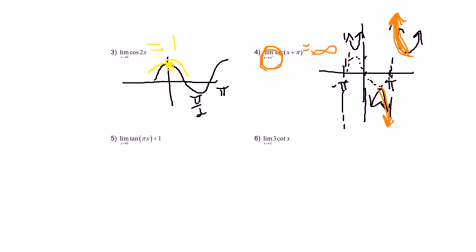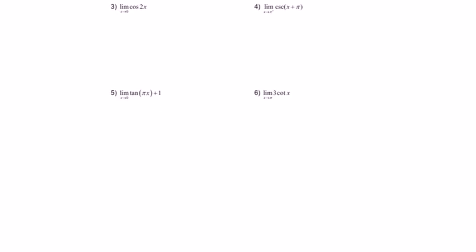Cool. Hopefully we're doing okay. Let's go, we have 2 more to do. So 5 and 6. 2 more fun graphs to graph. Okay, number 5 is tangent pi x plus 1. The limit of tangent pi x plus 1 as x goes to 0. This one, the period is pretty well messed up, and it's also shifted up 1. So that's kind of crazy.